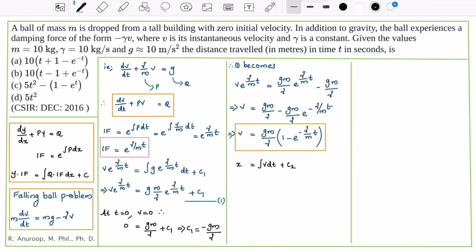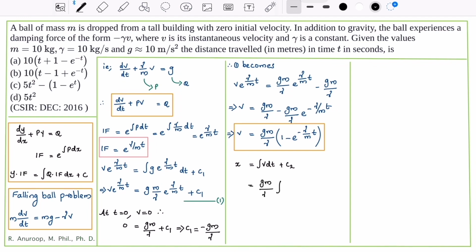x is equal to integral v dt plus c2, that is gm by gamma integral 1 minus e raised to minus gamma by m into t dt plus c2. That is, the distance traveled x is equal to gm by gamma, then within brackets t plus m by gamma e raised to minus gamma by m into t, plus c2. This is the distance traveled in time t seconds. Let it be equation number 2.